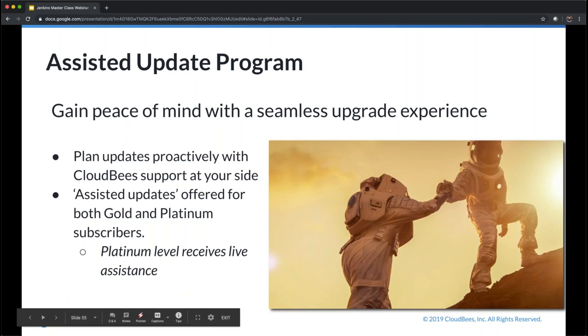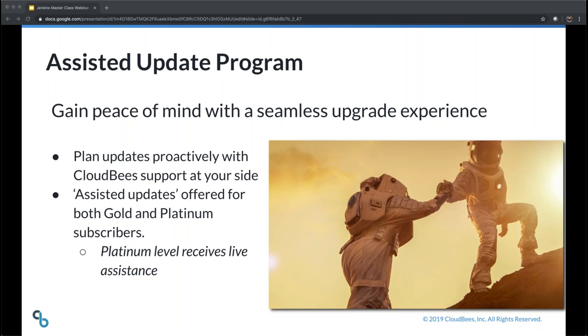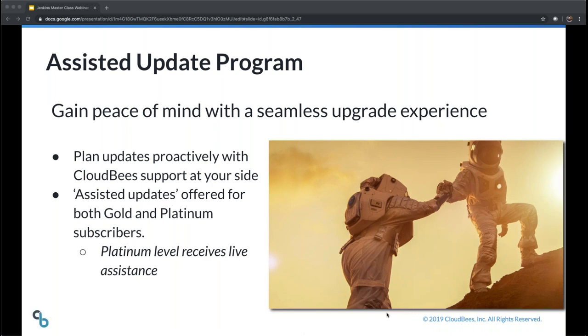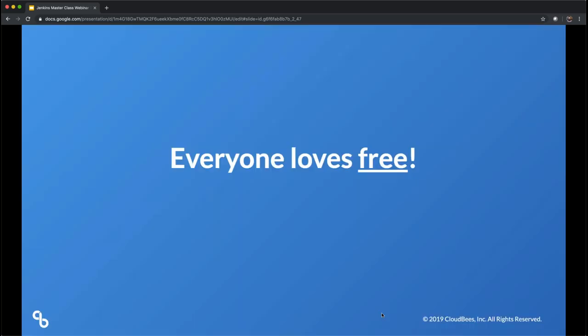And then assisted updates program. I love this. Seamless upgrades. Usually when I'm doing this, I like to say, hey, raise your hand if you've upgraded Jenkins in the last 6 months. And then I like to say, raise your hand if you wish you would have upgraded Jenkins in the last 6 months. And this is something that's really, really valuable. We have a program where you can plan upgrades proactively with CloudBees support. Create an upgrade plan and then execute upon that plan with CloudBees support at your side. So maybe you have a 2-hour window on a Friday and you've got to upgrade Jenkins. And of course that might turn into a weekend experience, and we want to make sure that that doesn't happen. And assisted update program is a really, really good way to do so. And then an added piece of value here is the way that Platinum gets live assistance. So you can get a consultation, build the plan, and then get live help.